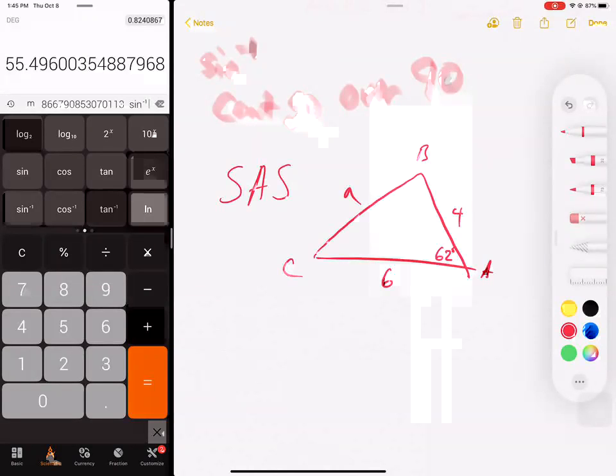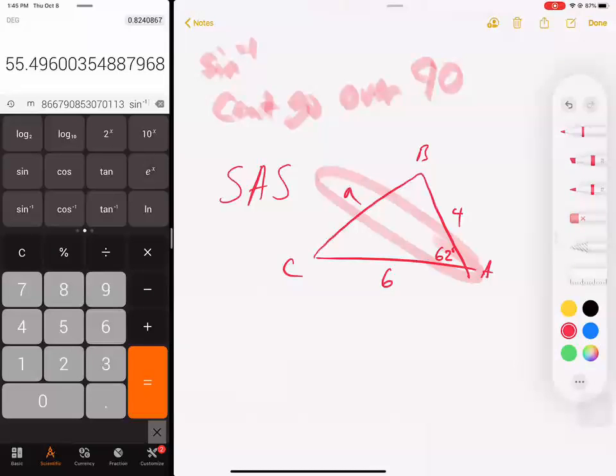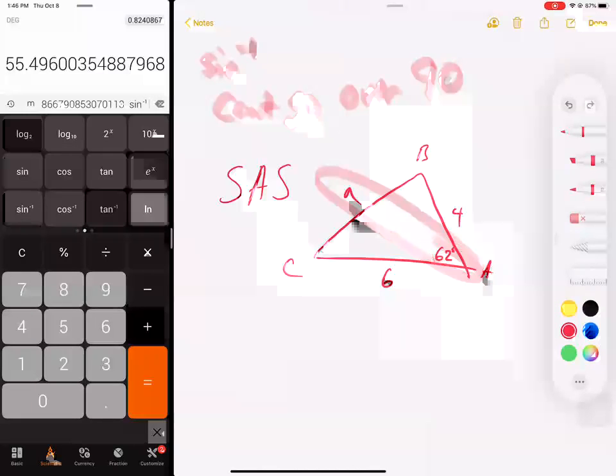Okay. So do I have any angle-side pairs? Nope, I don't know what that is. So we can't use law of sines. So instead we have to use law of cosines. How do I know to use A? Because this is the only angle I know. That's the only angle I know.